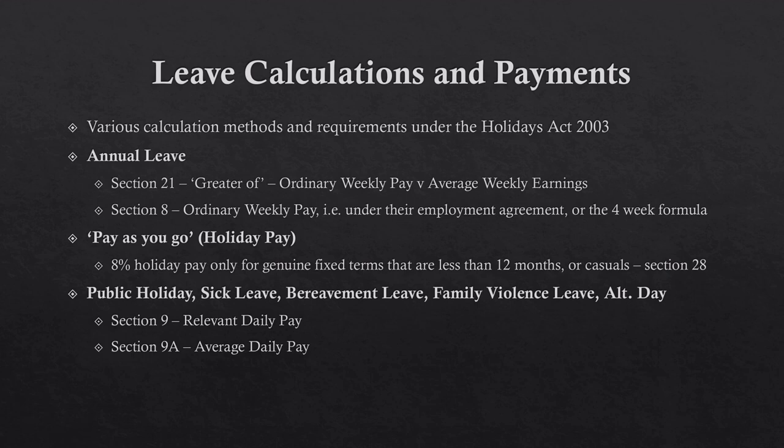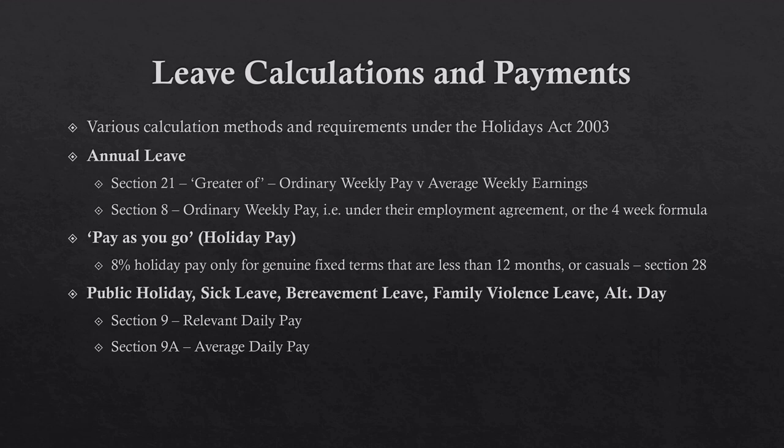So, for example, if you're paying holiday pay on a pay-as-you-go basis for a genuine casual employee or a fixed-term employee who's employed for a period of less than 12 months, then you have the option to pay 8% holiday pay on top of whatever the employee's typical wage or agreed wage rate is. And the legislative reference here is Section 28.